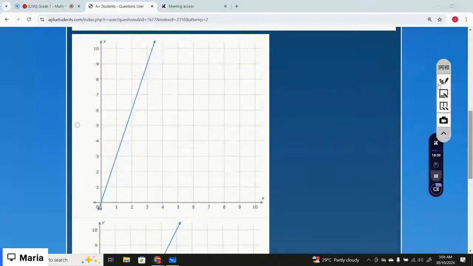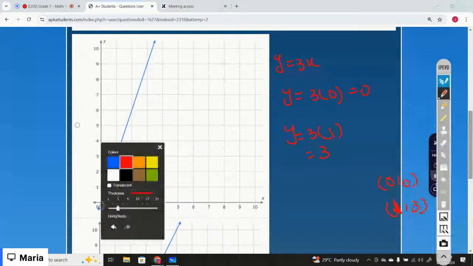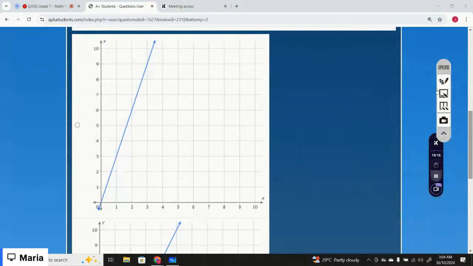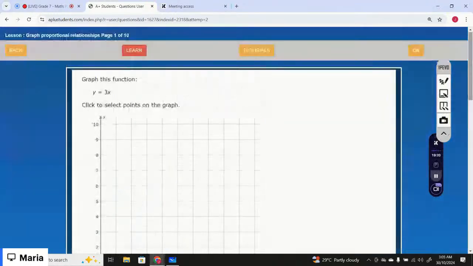Here you have 0, 0, right? And the other point is 1 and 3. So when x is 1, y is 3. So this graph has these 2 points we just calculated. So that means that is the correct option. Option number 1 is the correct option.